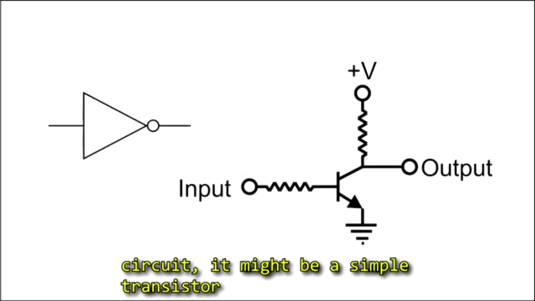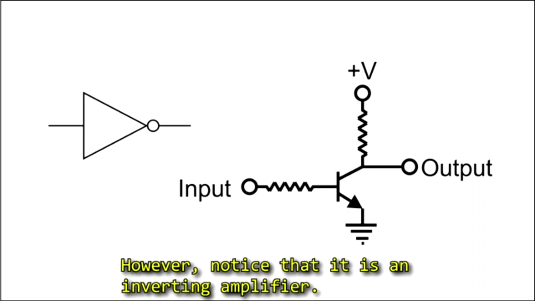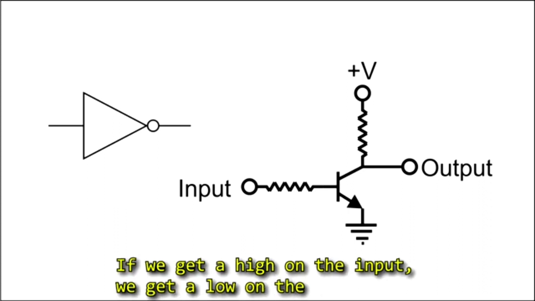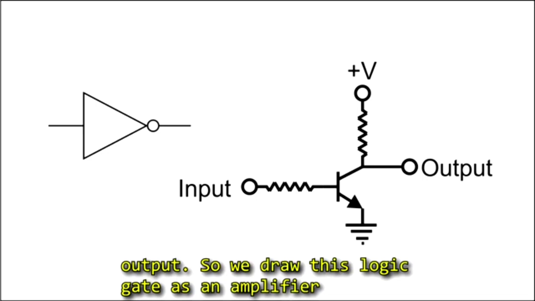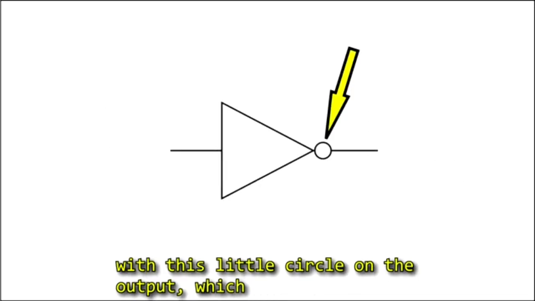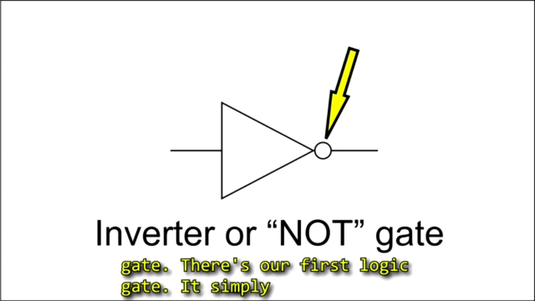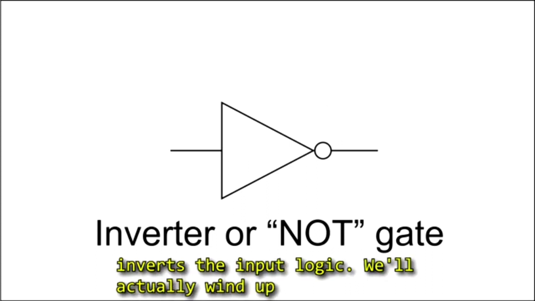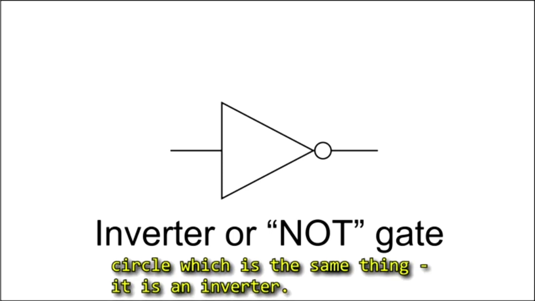Drawing the circuit, it might be a simple transistor circuit like this. However, notice that it is an inverting amplifier. If we get a high on the input, we get a low on the output. A low on the input makes a high on the output. So we draw this logic gate as an amplifier with this little circle on the output, which signifies it is an inverter, sometimes called a NOT gate. This is our first logic gate. It simply inverts the input logic. We'll actually wind up using this a lot, and sometimes you'll only see the circle, which is the same thing.